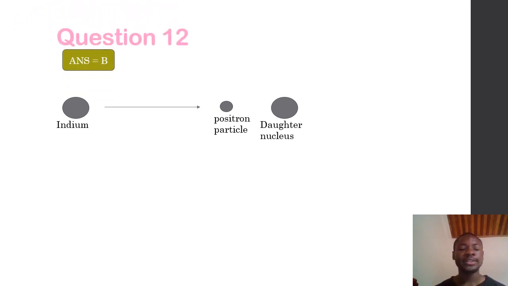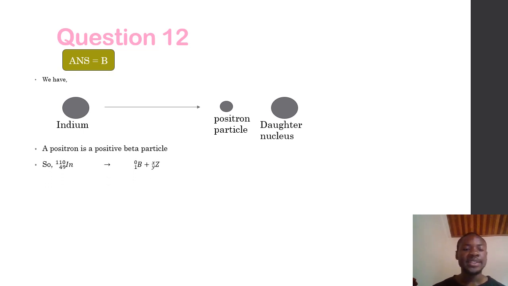Question 12, our answer is B. We have indium that disintegrates into a positron particle and a daughter nucleus. So we have a positron, which is a positive beta particle. So we have that equation there, which gives us from the conservation of mass number, 110 is equal to 0 plus x. So x is equal to 110.